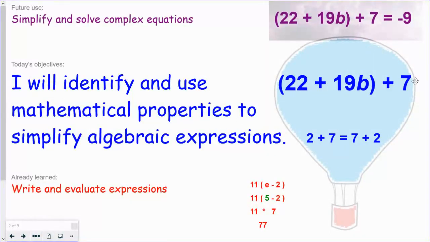Okay, so over here we have some more expressions. We have a property right here that we're going to talk about what we use with that. But why would we need to know this? Because when you get to 8th grade and higher, you're going to have more complex and difficult equations. So what we are learning this year is helping you be prepared and make it easier for you when you get up to higher grades.